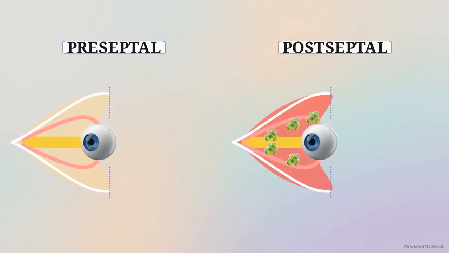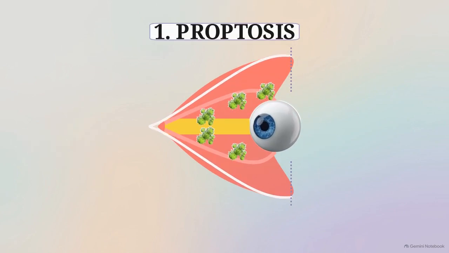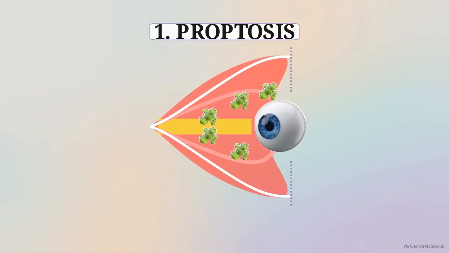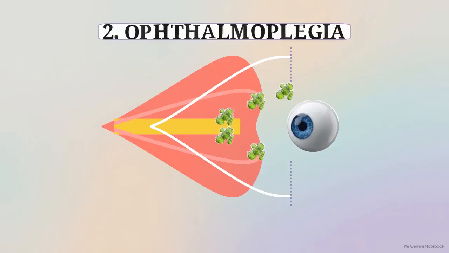This split-screen comparison shows a normal preseptal eye on the left and the physical disruption caused by deep swelling on the right. The first sign is proptosis. The posterior orbit is a rigid, enclosed bony space. As the deep orbital fat pads swell with inflammation, the expanding volume has nowhere to go but out. It physically pushes the eyeball forward.